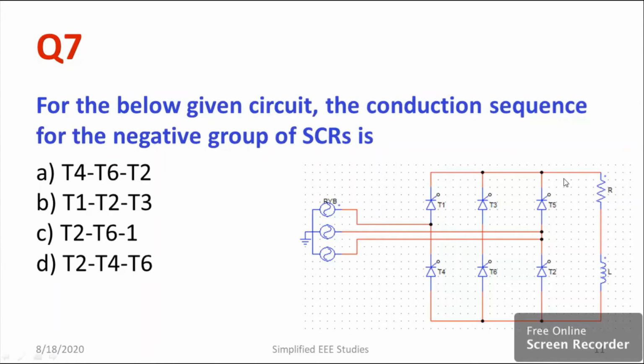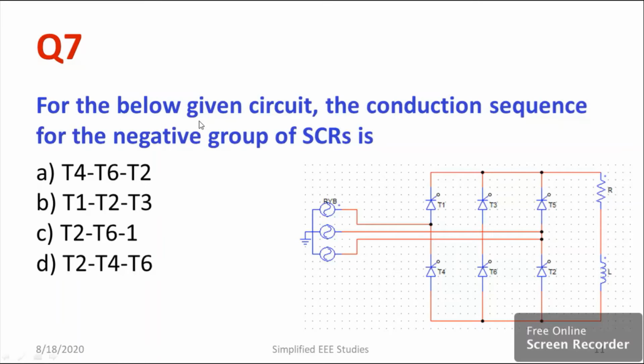For the below given circuit, you can observe the circuit. This is basically a three-phase controlled rectifier. That means three-phase AC will be converted into three-phase DC, and we are going to provide a three-phase load over here. This is basically an RL load.